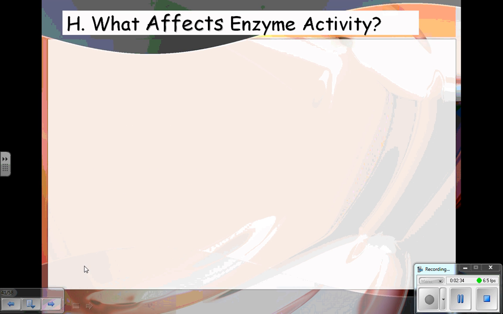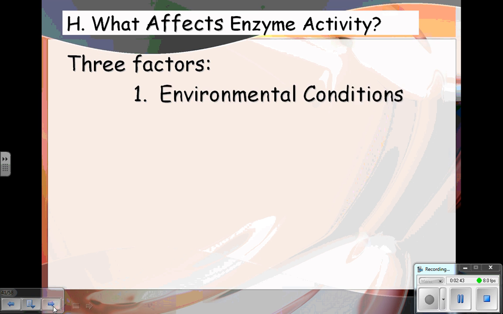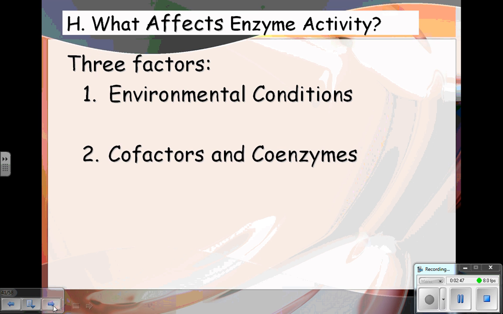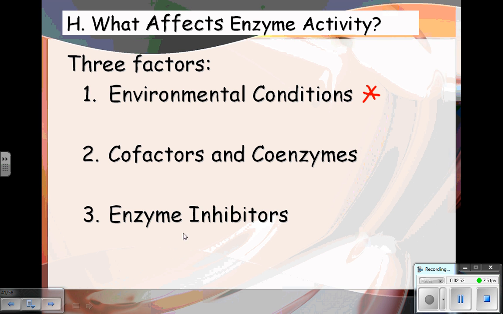What affects enzyme activity? I'd like you to put a few stars next to this because this is so important. And it's the first factor here that we're going to look at mostly. So there are three factors. The first one is environmental conditions. And then there are cofactors and coenzymes. And there are enzyme inhibitors. So the environmental conditions is what's really most important for you to remember. So let's look at those first, and then we'll spend just a couple seconds on cofactors and enzyme inhibitors.